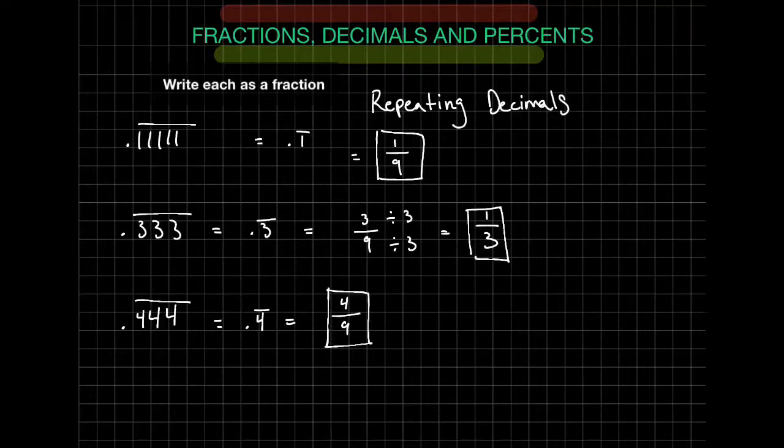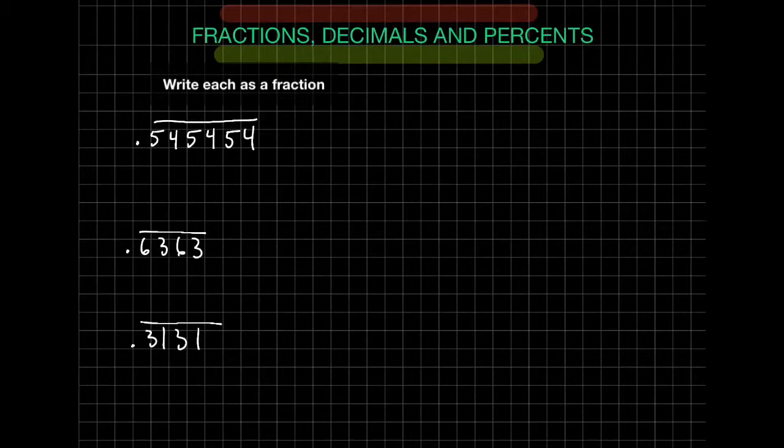Okay, pretty easy. Repeating decimals, this is how you do it. Now what if you have something like this, 0.545454, and that just keeps on going forever? What you notice is that there are 2 digits that are repeating: 54, 54, 54. So every 2 digits it's repeating. So instead of 9, we're going to use the number 99. So we're going to say that that equals 54/99.